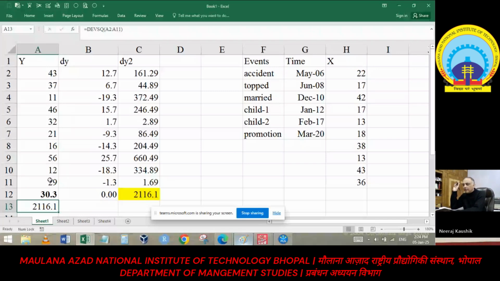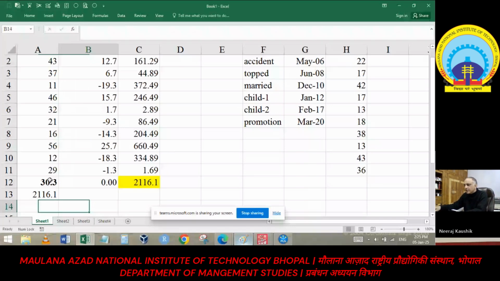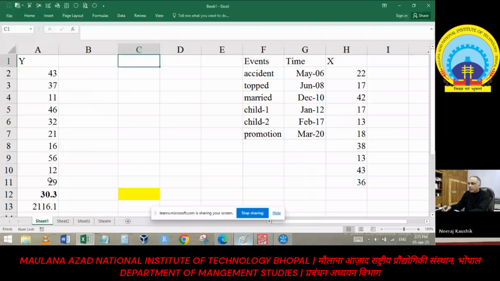DEVSQ says find the deviation from the mean, do the square, and get the total of all the squares. In one go, so many steps we have done. Let me remove this dy etc. and we say that actually this 2116 is a very important number. This is the amount of the variation.